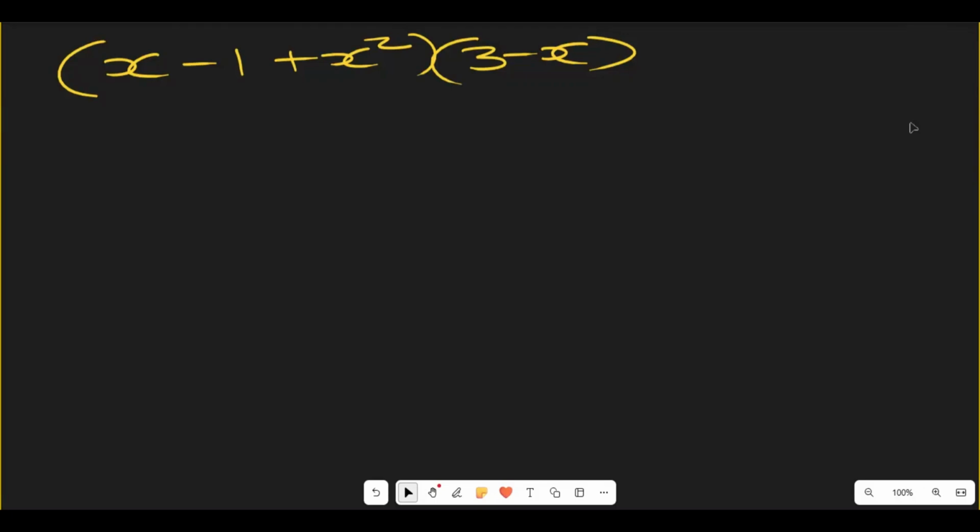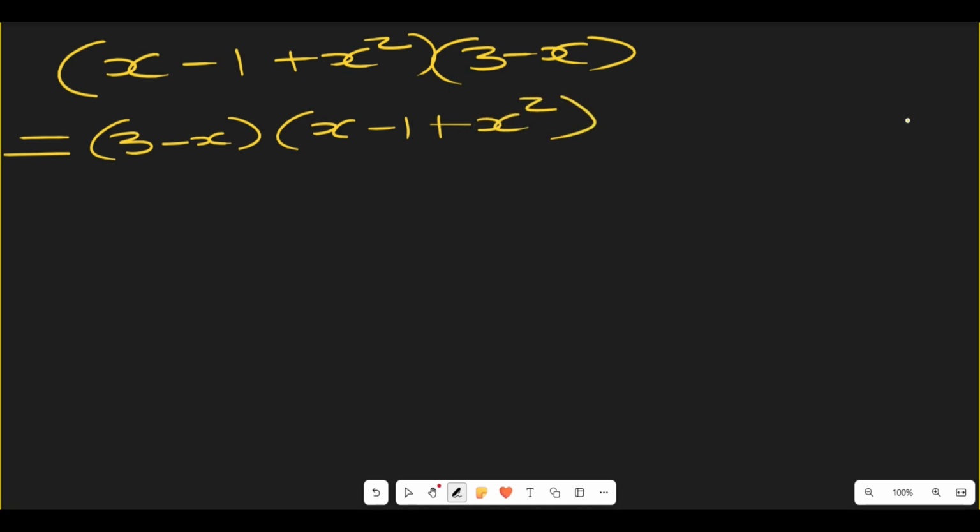Ladies and gentlemen, let us look at this one. We want to foil it. So remember that we should put it in the format that we want, that should actually be simple to us. So we say 3 minus x like this, and then it's gonna be x minus 1 plus x squared. And then now you can start separating it.